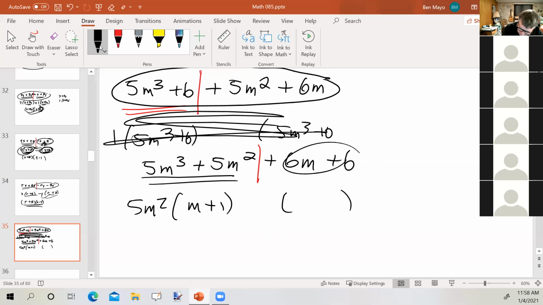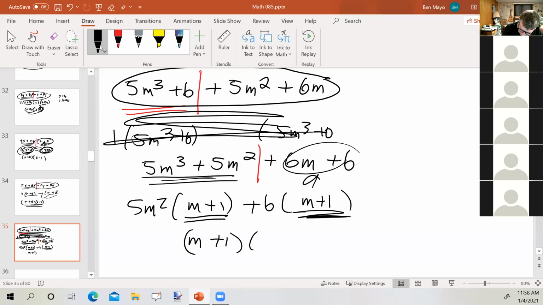So don't look up, look over. What's going to go right there? M plus 1, sorry. And now look up here. What do I need? I need a plus 6. So I get m plus 1 times 5m squared plus 6, and we're done. Questions on that?